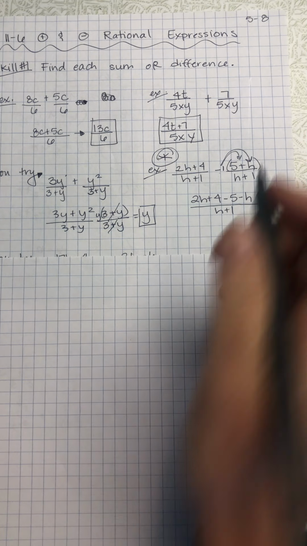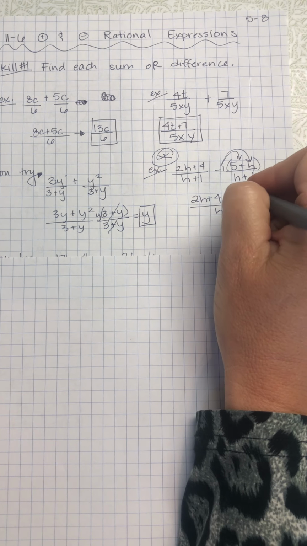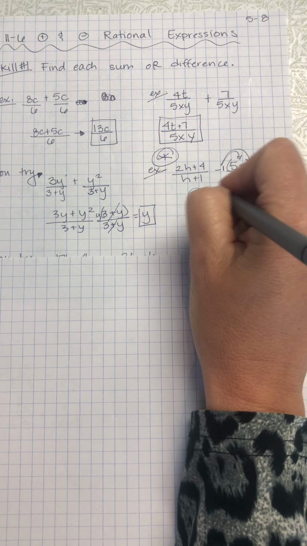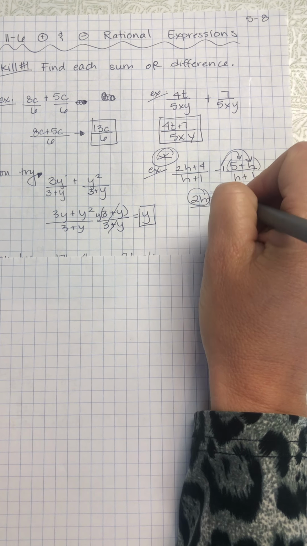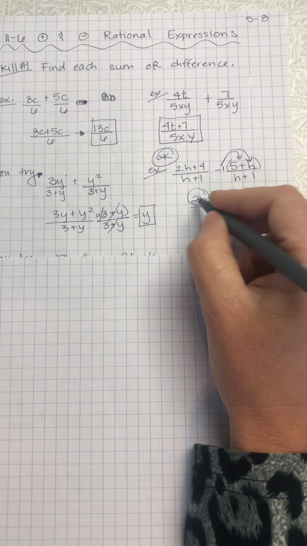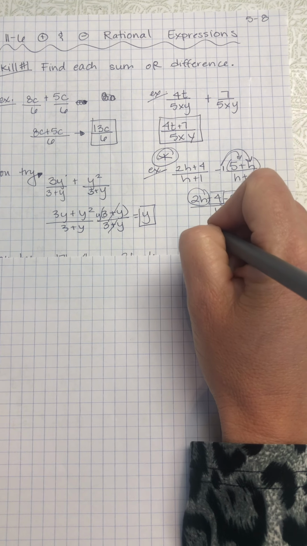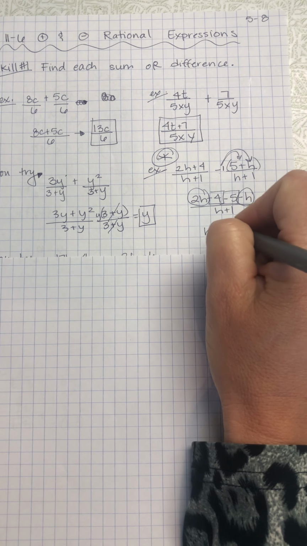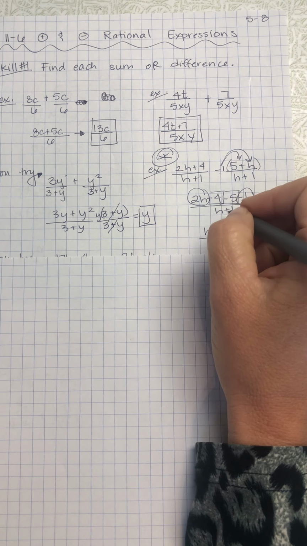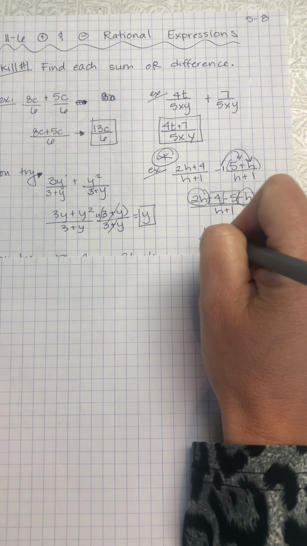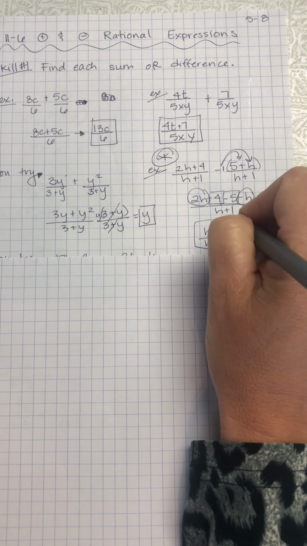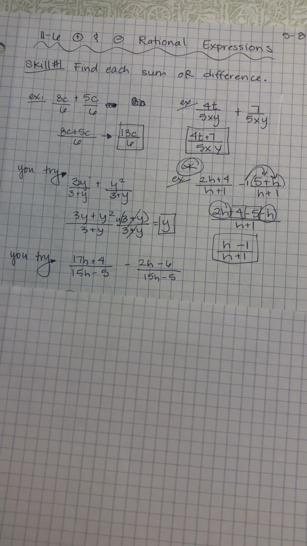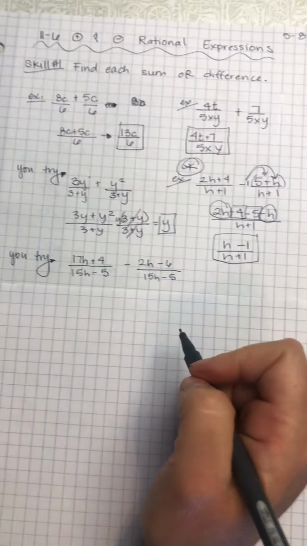And so now when I combine, I've got a -h and a 2h, and then a positive 4 and a -5. So 2 minus 1 is 1h, and a positive 4 and a -5 is -1. So I end up with h minus 1 on the top and h plus 1 on the bottom. And because they're not the same, that's as far as I can factor. Try one like this.